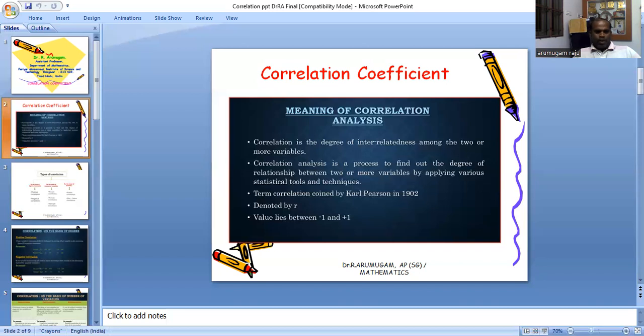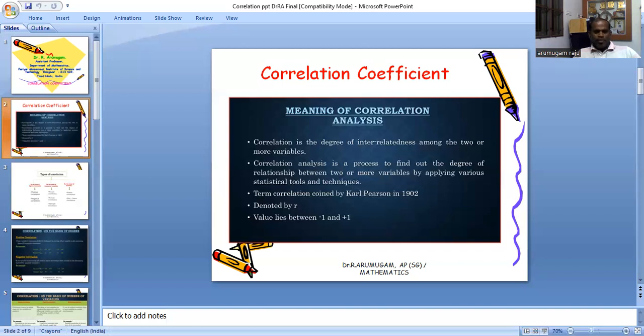So in the same way, here we can give the meaning of simple, partial and multiple. Simple means when only two variables are analyzed, or we take only a two-variable relationship. For example, correlation is said to be simple when it is done between demand and supply, or income and expenditure, etc.